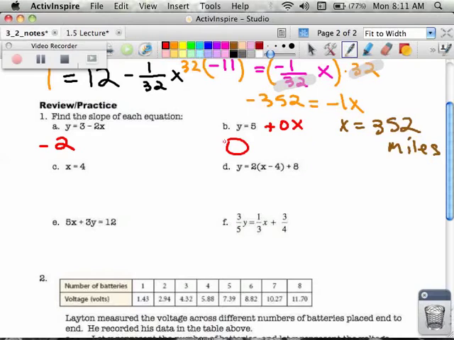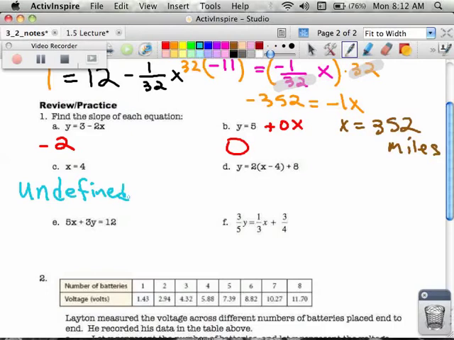What if you don't see any y values? Like over here in part C, there's nothing there. Good guess, because there would be a 1 in front of the x, but if there's no y's, this is kind of a different situation. Undefined. This is one of those vertical lines.